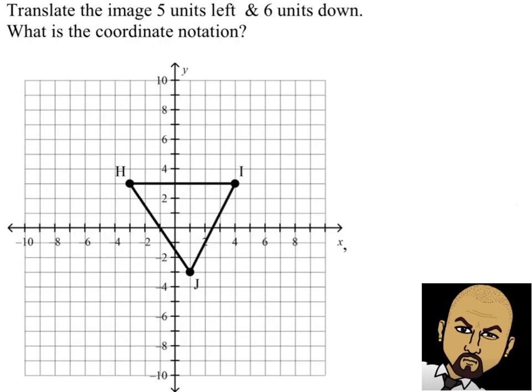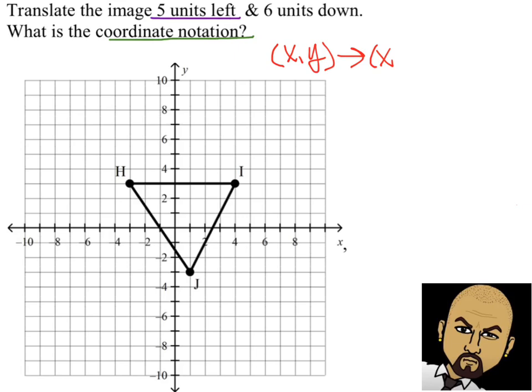All right, so let's get started. Here, we are going to translate an image 5 units to the left and 6 units down. And we're asking for the coordinate notation. Now, the coordinate notation is, what we have to do is we've got to take our original XY values for each vertex, or each point, as some teachers call it. So first thing we're going to do is we're going to figure out how we're going to move the X value. Well, the X value in each vertex or point is going to move 5 units to the left.